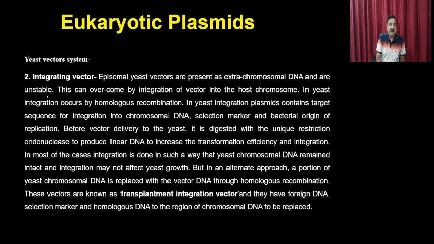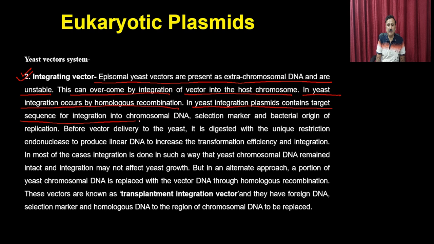Then we have the integrating vectors. That was the replicating episomal vectors; here you can have the integrating vectors. Episomal yeast vectors are present as extra chromosomal DNA and are unstable. This can be overcome by integration of the vector into the host chromosomes. In yeast, integration occurs by homologous recombination. The integration plasmid contains the target sequences for integration into the chromosomal DNA, a selection marker, and the bacterial origin of replication. Before the vector is delivered to the yeast, it is digested with a unique restriction endonuclease to produce a linear DNA to increase the transformation efficiency and integration.